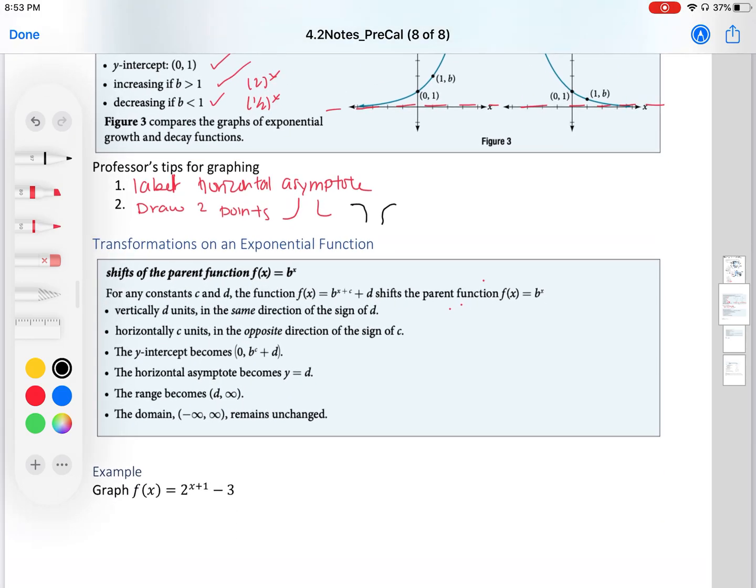Now, with any function, we can always identify shifts. So, transformations on an exponential function. For any constants c and d, the definition f of x equals b raised to the x plus c, plus d, shifts the parent function f of x equals b to the x vertically d units, in the same direction as the sign of d. So you see this d here? If you have a number being added or subtracted on the outside, that's your vertical shift. And it also affects your horizontal asymptote, which is always y equals d.